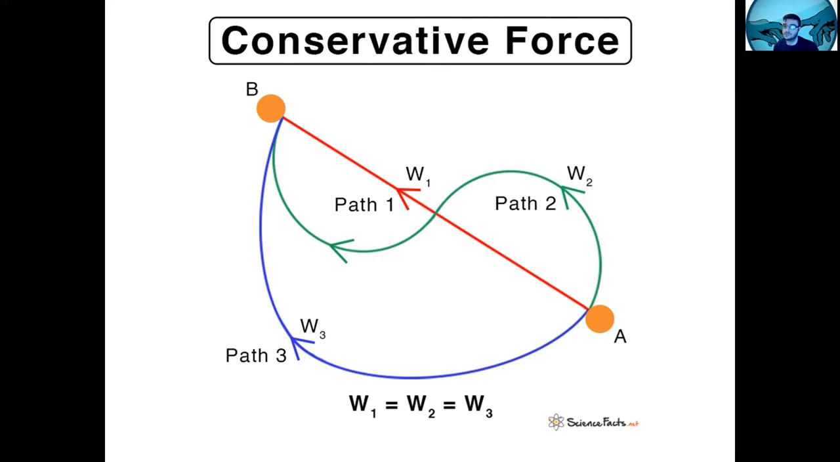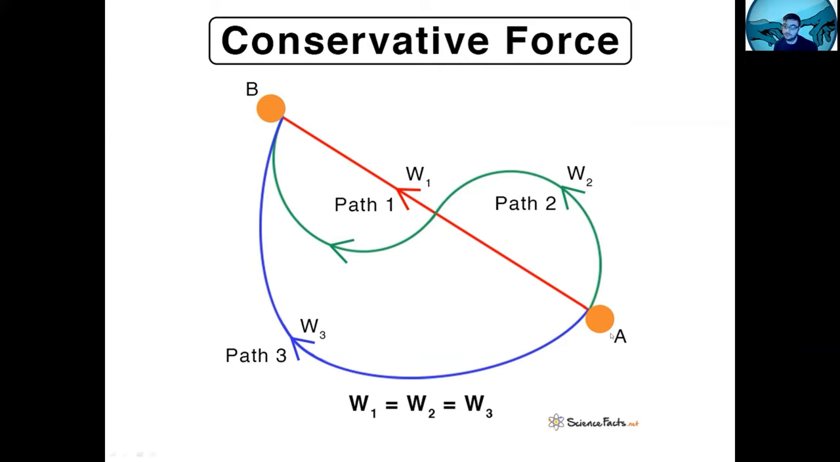What conservative forces means is that no matter which path the force takes, whether it takes this red straight line, this curvy green line, or this blue path from point A to point B, it doesn't matter. The work done is the same regardless of which path you take. Whereas, for example, applied force is a non-conservative force. Applied force is when you push something.